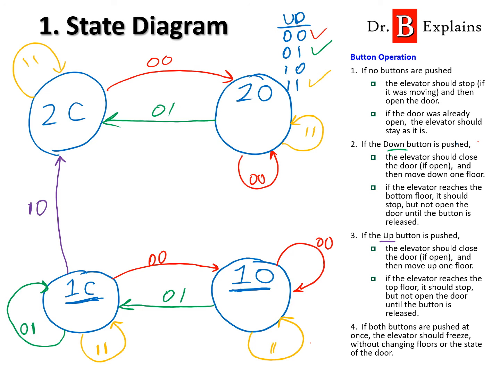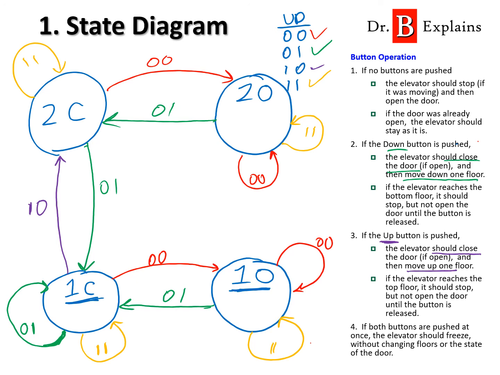Going back to the same one, elevator should close, then move down 1 floor. Okay, so in the case of the second floor, it's gonna move down. What else am I missing? Already got this one, I also got this one, and I got this one. So I think we're done. It just goes down, right? If it reaches the bottom floor, it stays there. So what about the last one, which is the purple? Similar case. If the up button is pushed, the elevator should close and then move up.